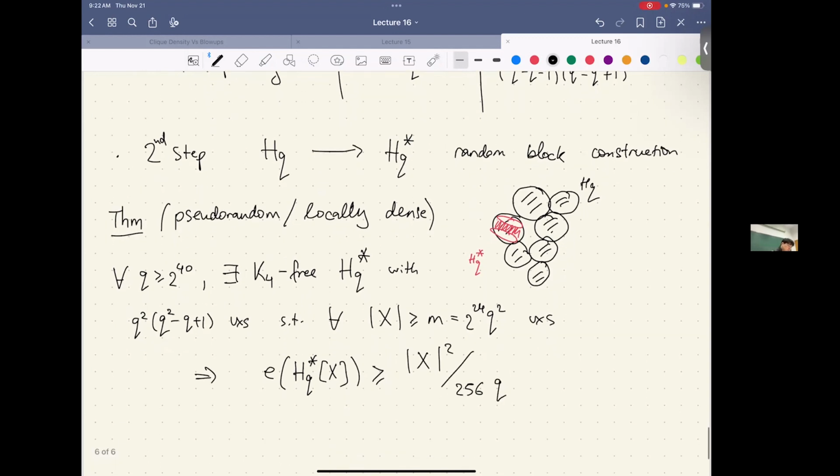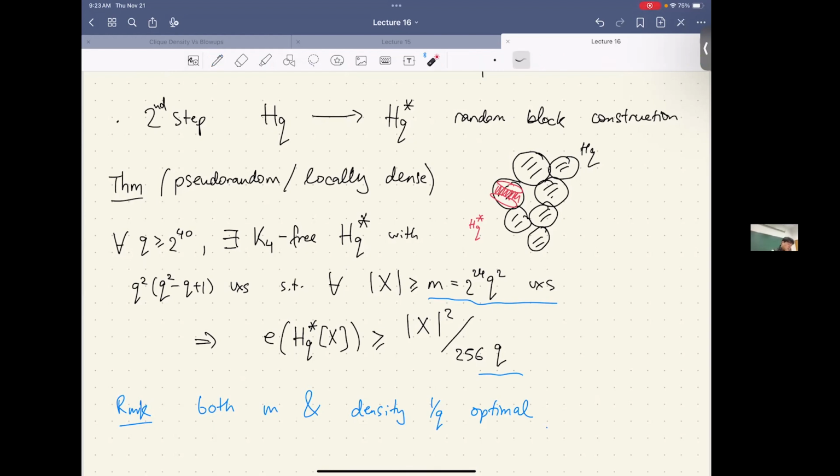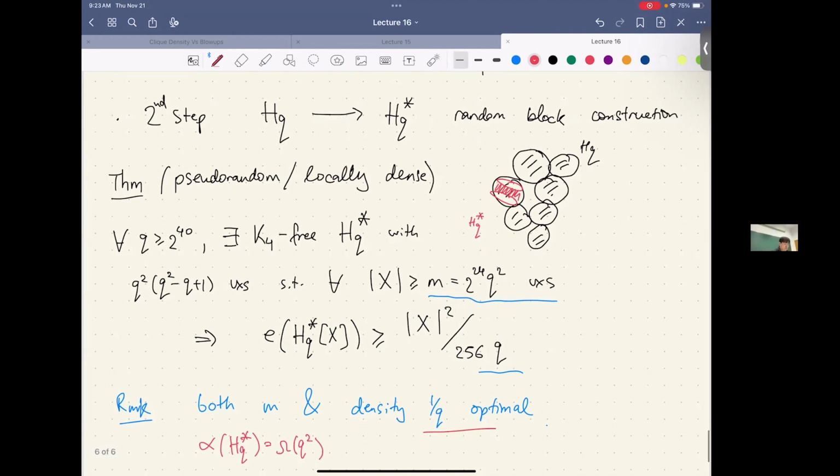So I mentioned last time, as a remark, that both this density 1 over Q and the threshold M are optimal. Both M and density 1 over Q are optimal. M is optimal because obviously there's an independent set of size Q squared. The density is optimal because even HQ has density 1 over Q.